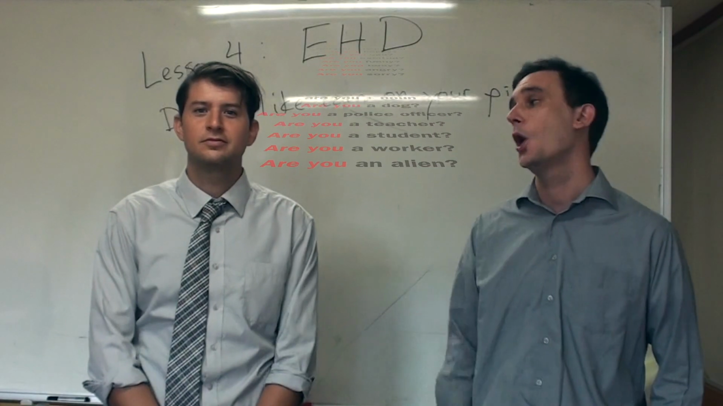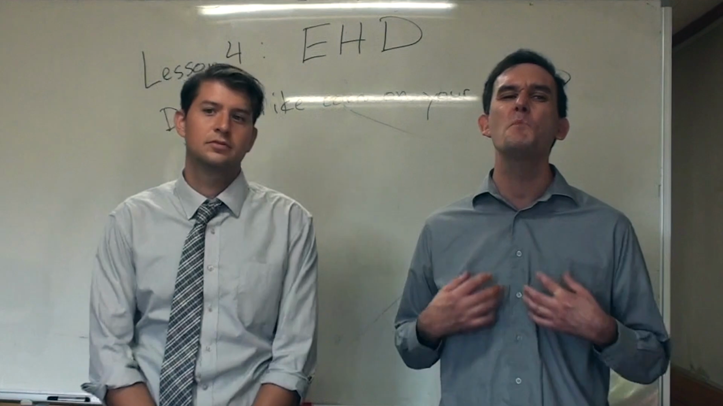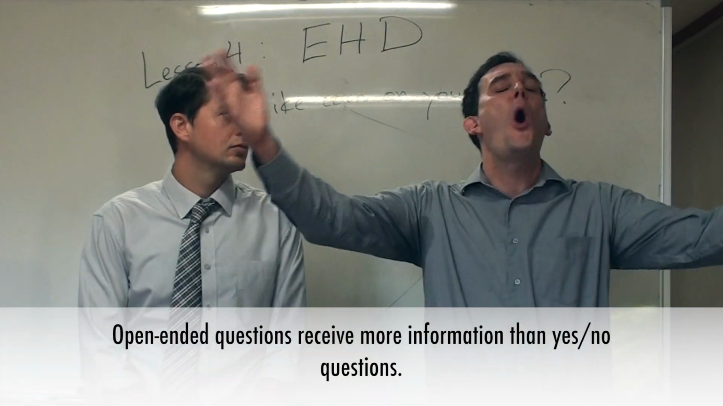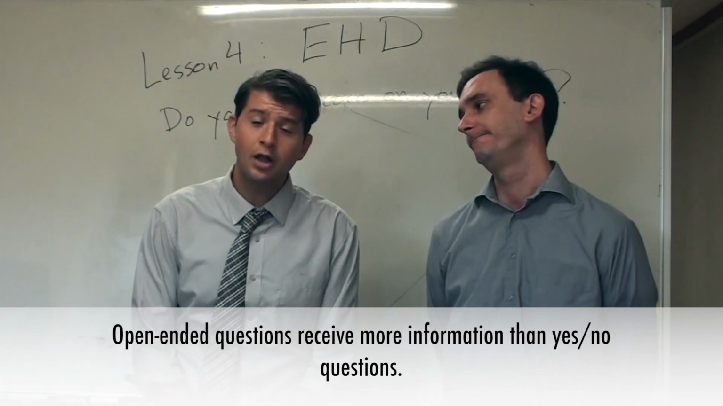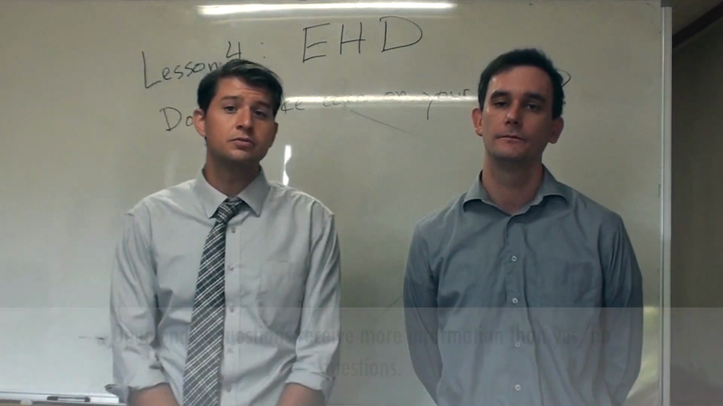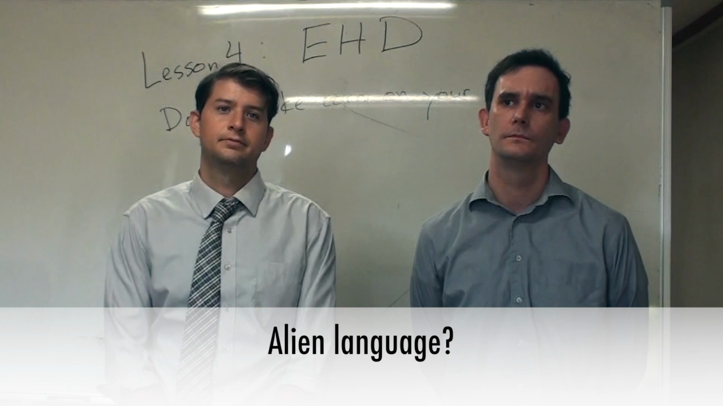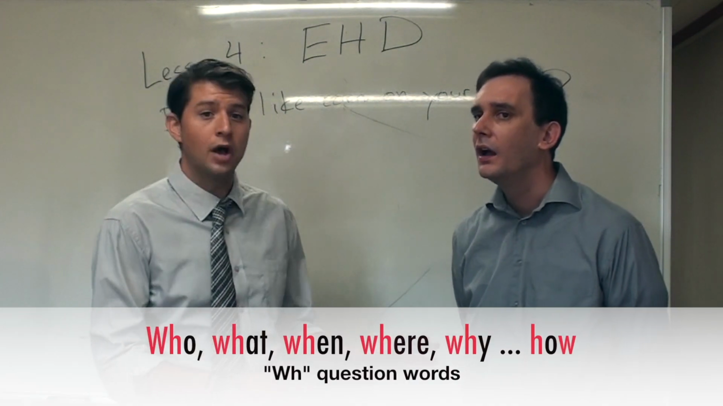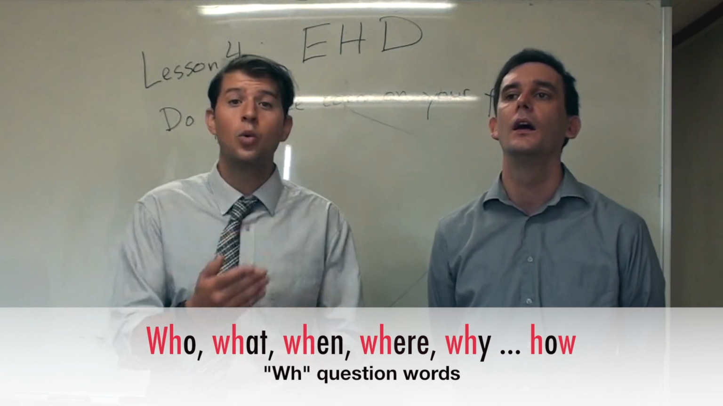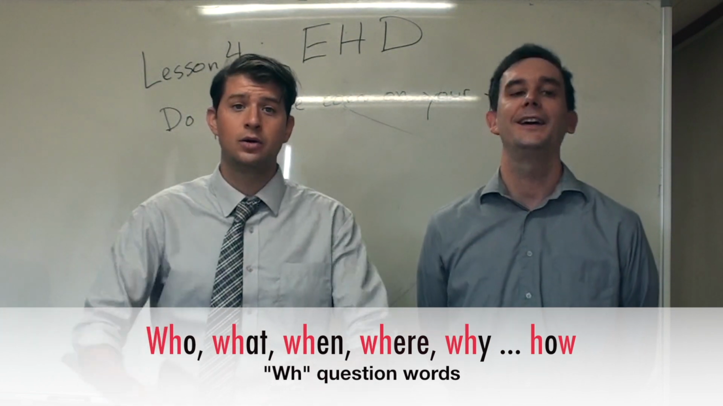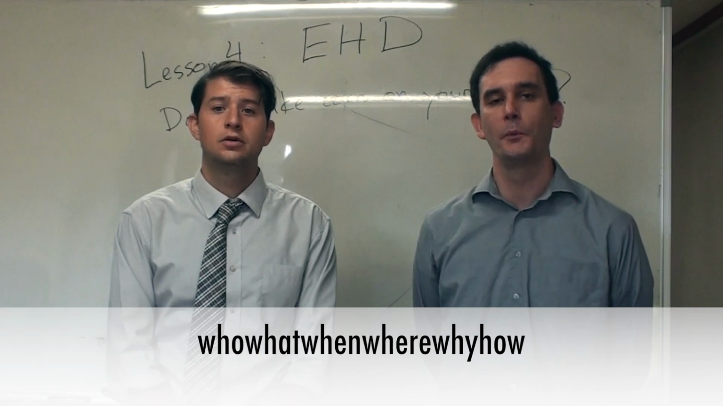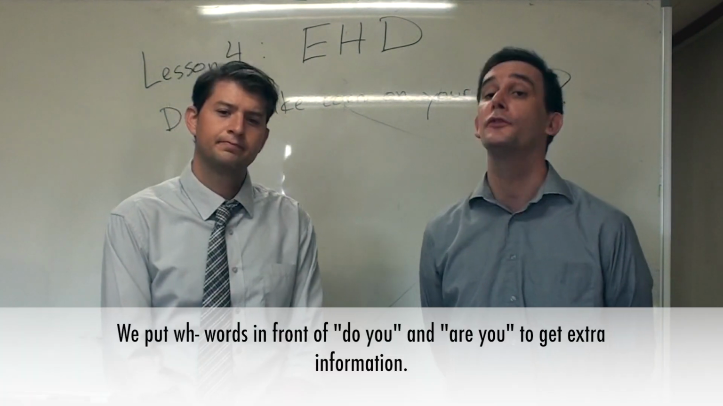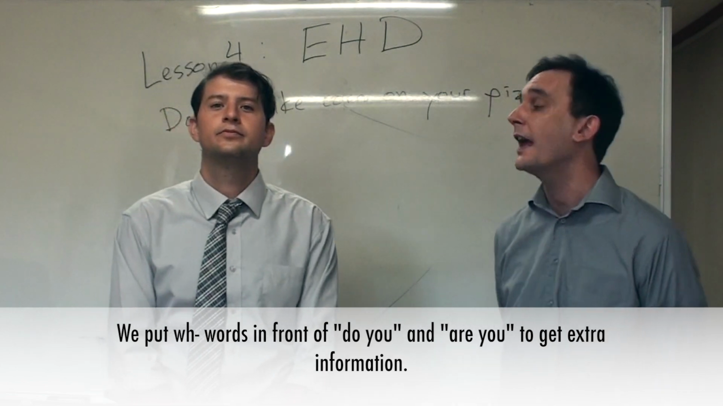Great. But what do we do if we want to get more than a yes or no answer? What if you want to use open-ended questions? Well, in this case, it's quite simple. We just use who, what, when, where, why, how. We can use these words in front of do you and are you to get more information from the speaker.